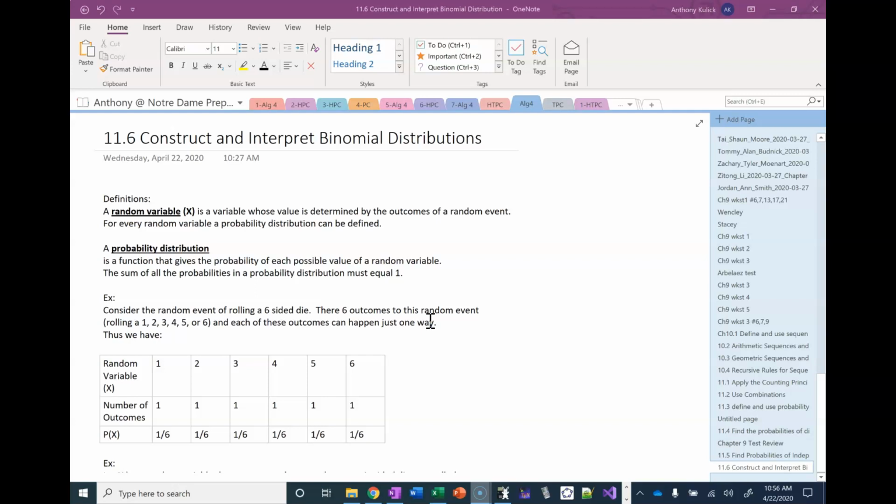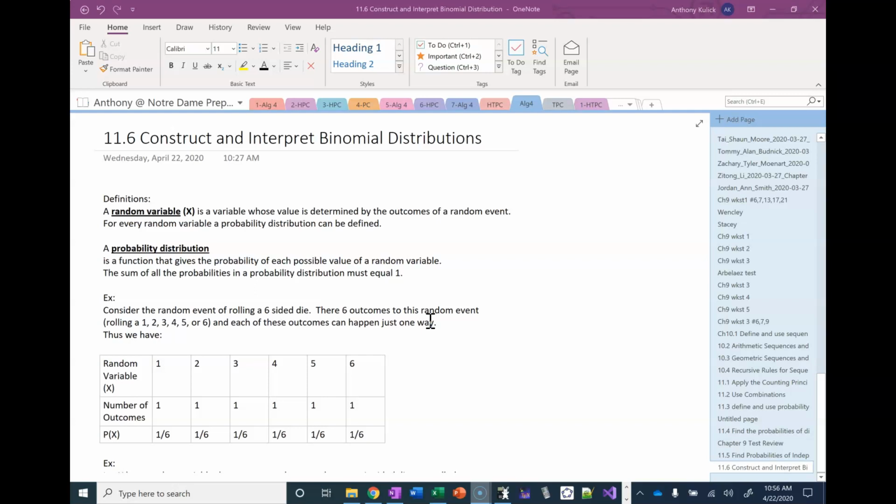And given a random variable, we can then define something called a probability distribution. A probability distribution is a function that gives the probability of each possible value of a random variable. And worth noting, a property of probability distributions is that the sum of all the probabilities must equal 1. So let's look at an example.